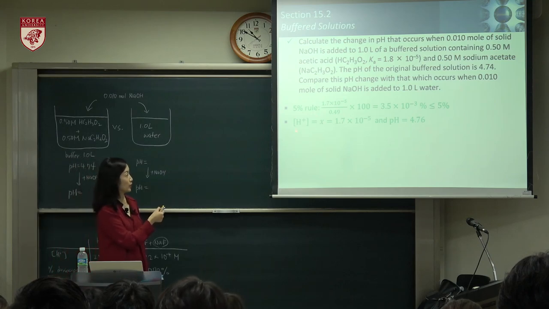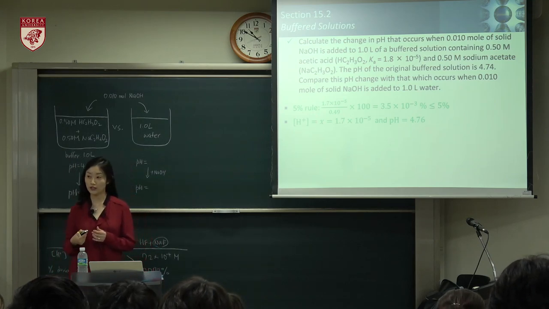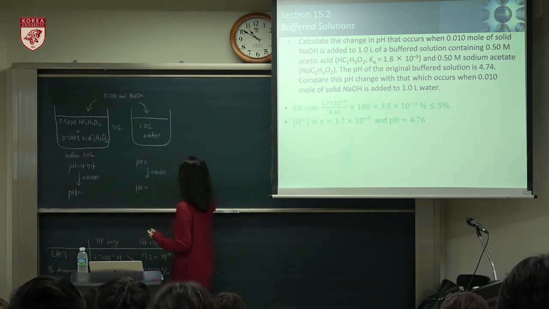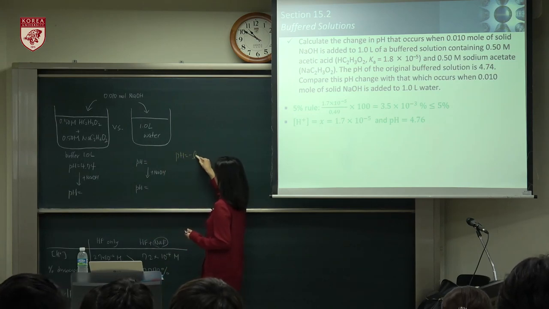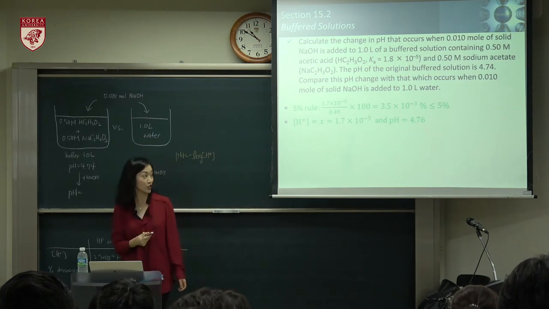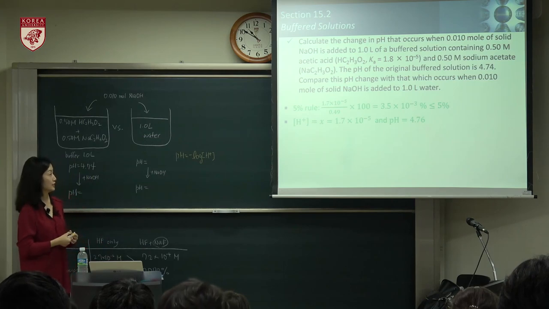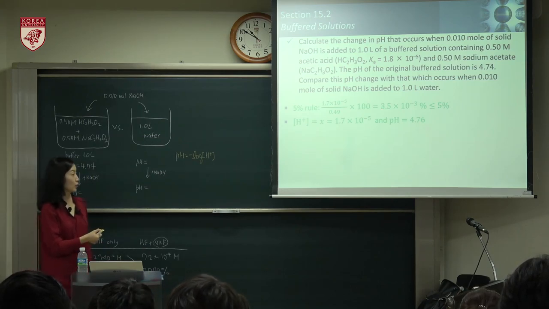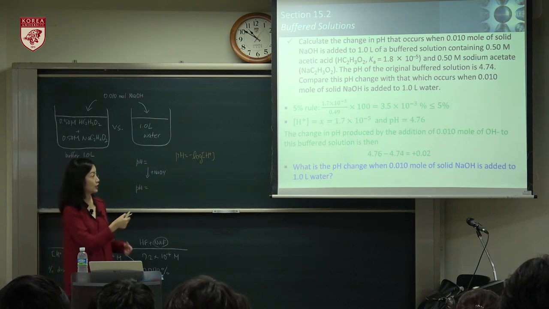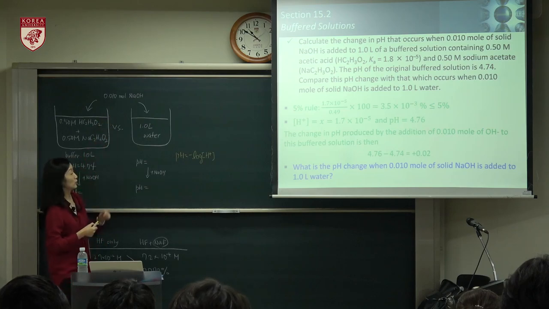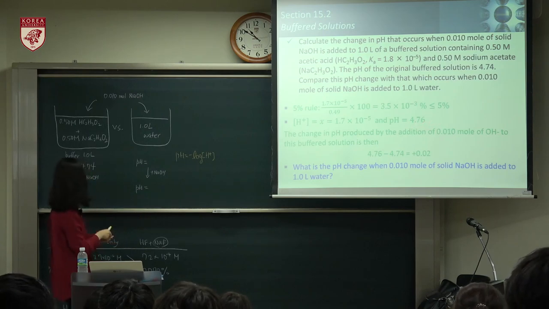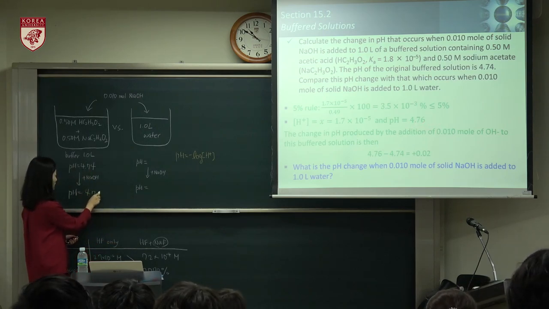So now we know the concentration of the proton at equilibrium, which is this much, and we can calculate the pH. pH is simply the negative log of the concentration of the proton. So pH is then 4.76. So then the change in pH that's produced by the addition of 0.010 mole of NaOH is, so the final pH we got is 4.76.